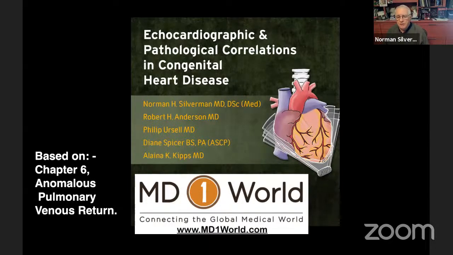So totally anomalous pulmonary venous return is the first item. And these are divided into veins that drain above the heart, to the heart, and below the heart. And we'll first talk about pulmonary vein return with veins draining above the heart.